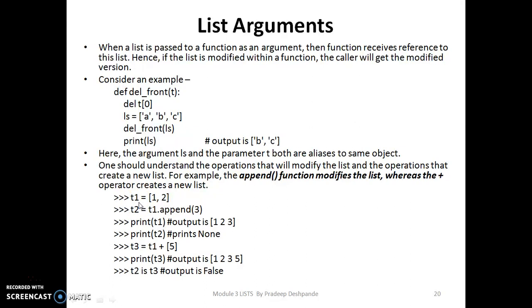Another example: t1 equals to 1, 2, t2 equals to t1.append of 3. So 3 will be appended to t1. When we print t1, it is 1, 2, 3, and when you print t2, it prints None. So t3 equals to t1 plus 5, and 5 will be added to the particular list. So that is the end of lists. We'll come with another video in the next session.